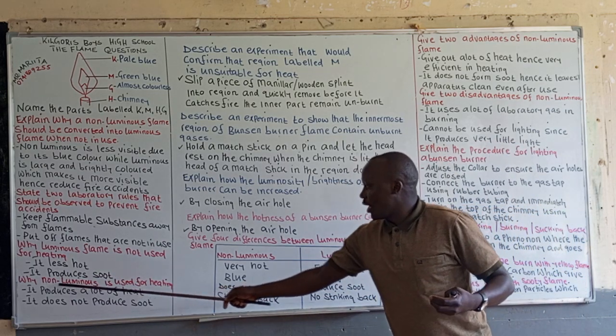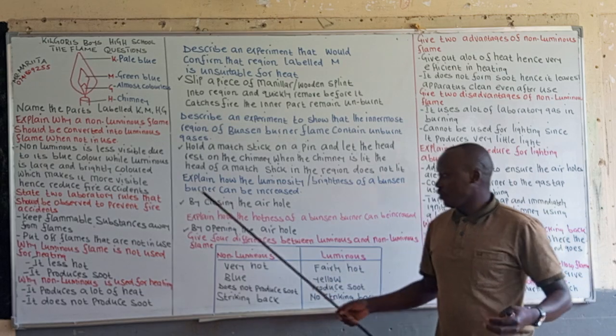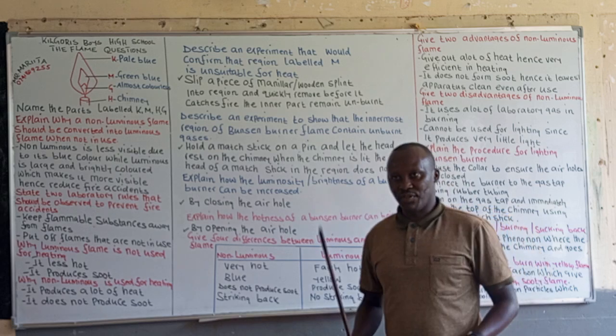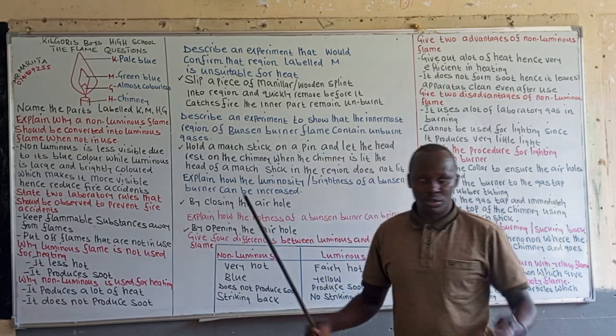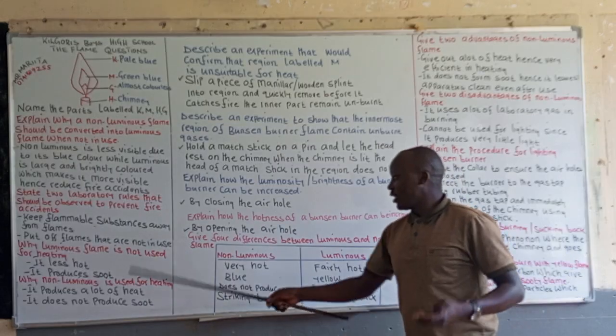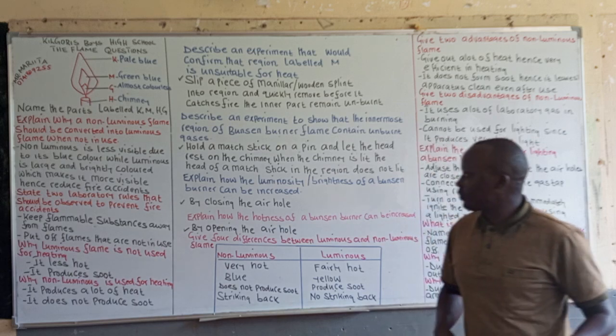These are the reasons why a non-luminous flame is used for heating. It is the opposite of what we have. We just say the non-luminous flame produces a lot of heat, and it does not produce soot. Those are the two reasons why the non-luminous flame is used for heating purposes.